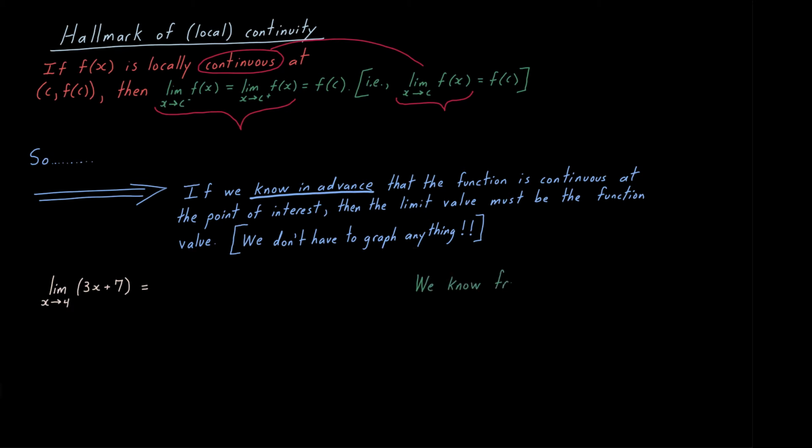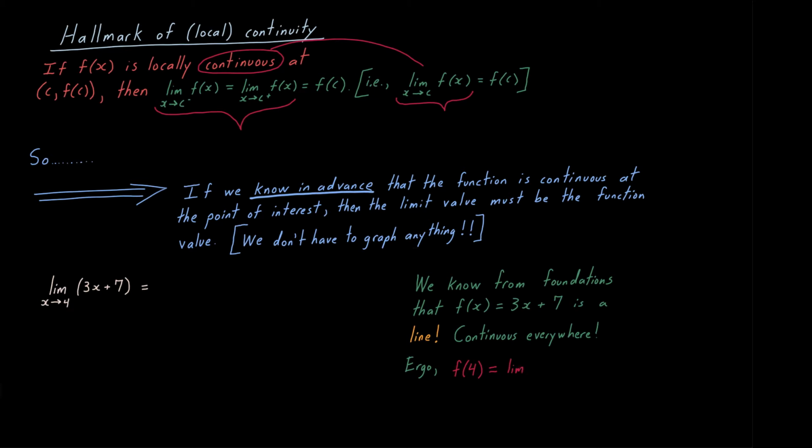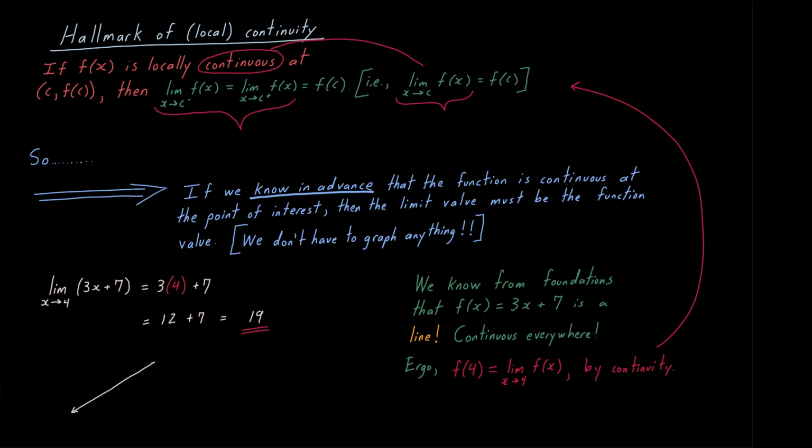For instance, for this fellow here, y equals 3x plus 7, we already know from foundations that he is a nice, straight line. Therefore, he is continuous everywhere. And for any point we pick on this graph, left limit equals right limit equals function value. Therefore, to evaluate this guy, we can simply, without any hassle, fall back on our definition of continuity and write f of 4: 3 times 4 plus 7, which comes out to be a nice 19.